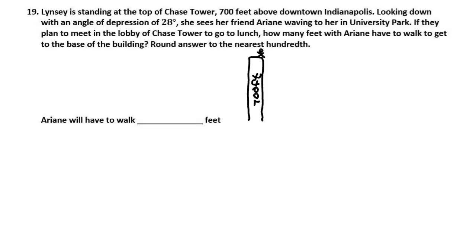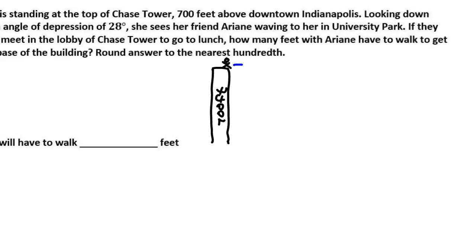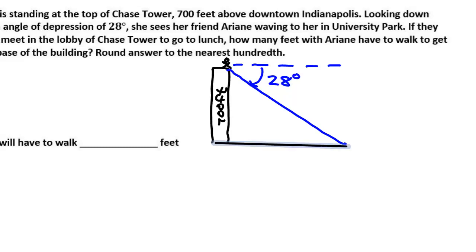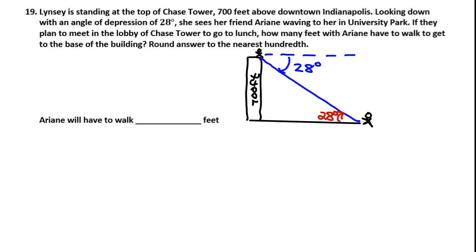Looking down with an angle of depression of 28 degrees. So here's my horizontal. We are looking down, and our angle of depression is 28 degrees. That means the angle of elevation over here is also 28 degrees. This is where her friend Arian is. They're going to meet in the lobby of Chase Tower, so Arian is going to have to walk this distance right here, so that is what we're looking for. That is x.